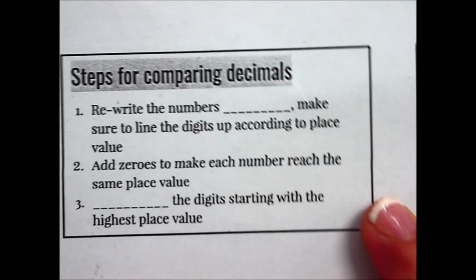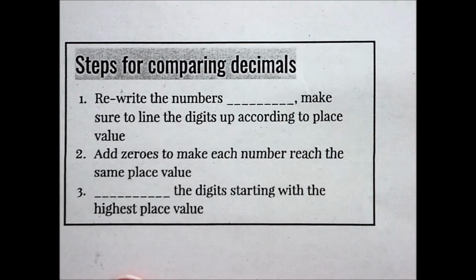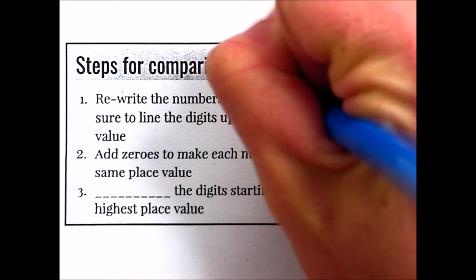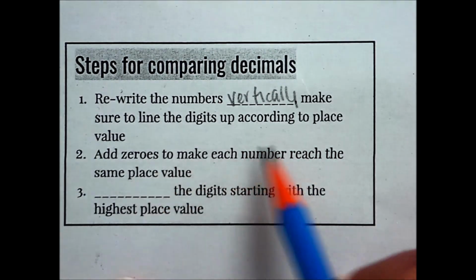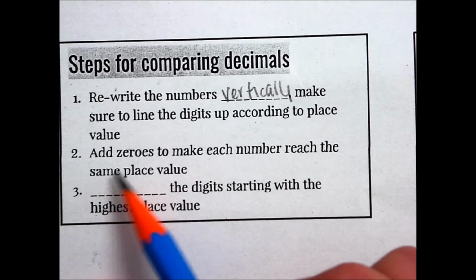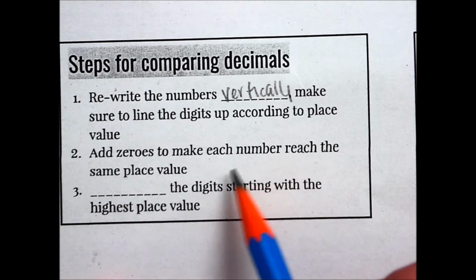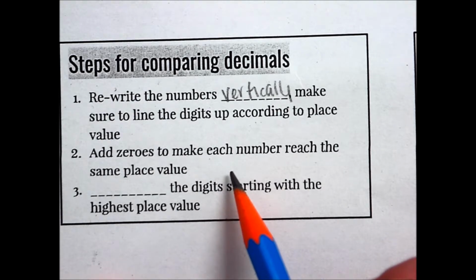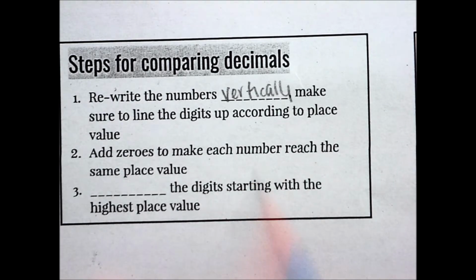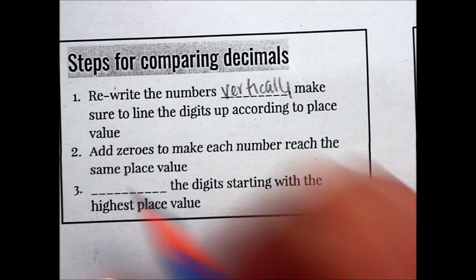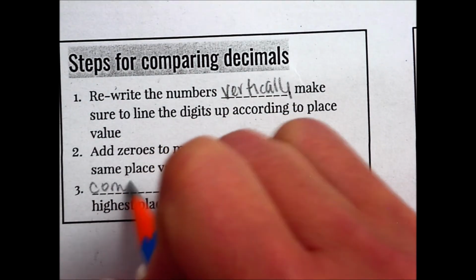When we are comparing decimals, we will need to make sure to rewrite the numbers vertically. We'll make sure to line the digits up according to place value. Another important step is to add zeros to make each number reach the same place value. When we add zeros after a decimal, it does not change the value. Finally, we will compare the digits, starting with the highest place.